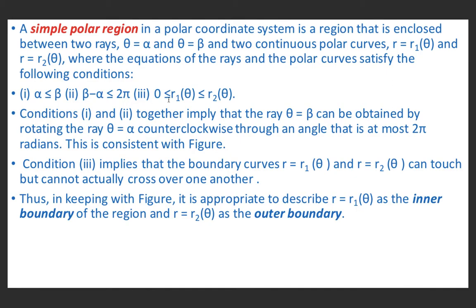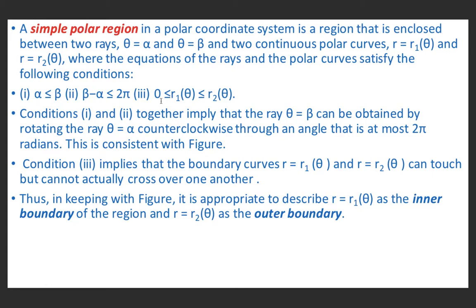And third, r1(theta) is always less than or equal to r2(theta), and r1(theta) and r2(theta) are always greater than or equal to 0. So if we combine alpha less than or equal to beta and beta minus alpha less than or equal to 2 pi, these together imply that the ray theta equal to beta can be obtained by rotating the ray theta equal to alpha counterclockwise through an angle that is at most 2 pi. And these conditions are consistent with the figure.